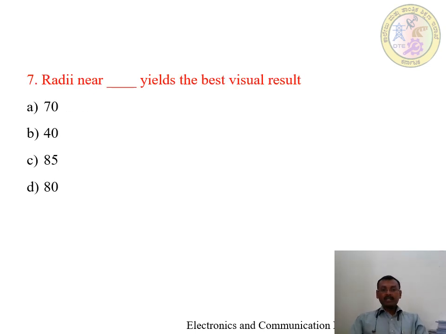Question number 7. Radii near dash yields the best visual result. Option A, 70. Option B, 40. Option C, 85. Option D, 80. The right answer is option A, that is radii near 70 yield the best visual result.